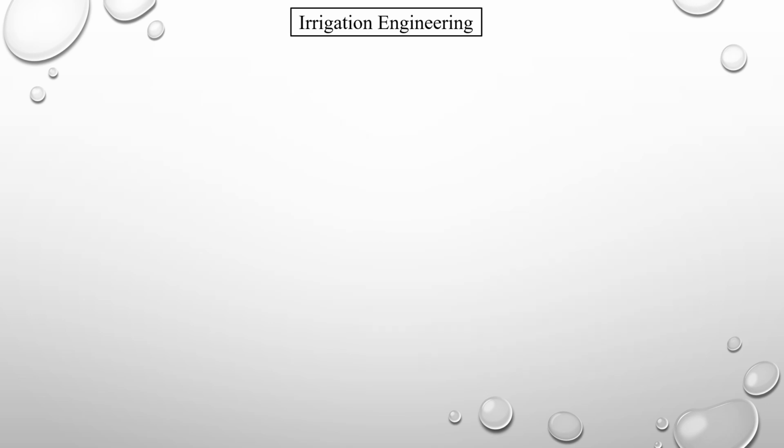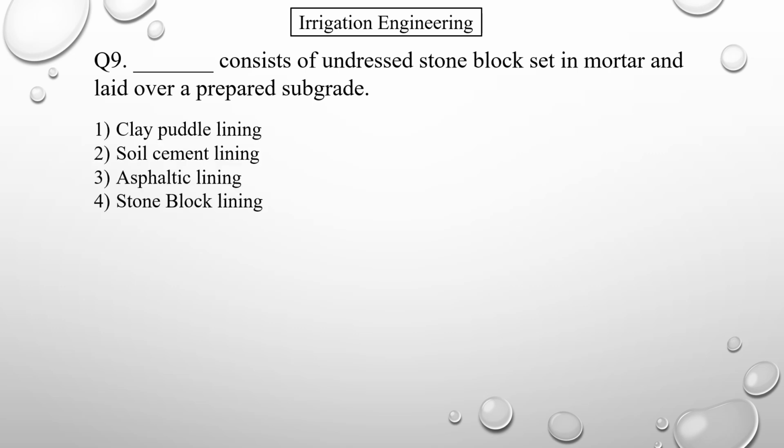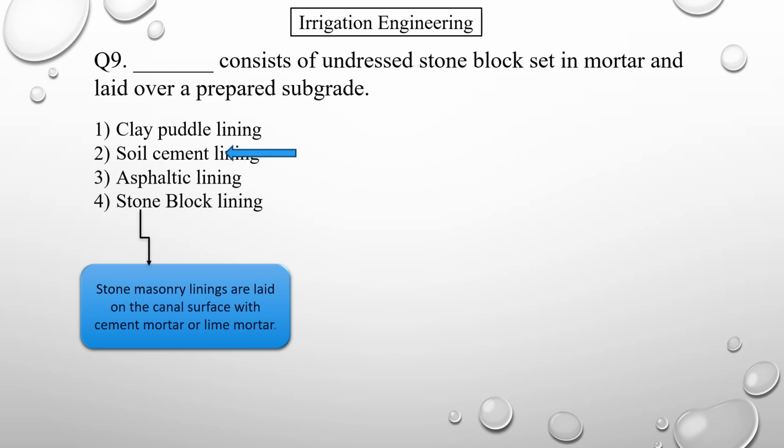Then next question is from irrigation engineering. Question number 9. The question is, dash consists of undressed stone block set in mortar and laid over a prepared subgrade. Okay, so these are the options and the answer is stone block lining. Stone block lining is laid with cement mortar or lime mortar for the canal lining. And that stone block lining is also the undressed stone block set in mortar and laid over a prepared subgrade. So the correct answer is stone block lining.